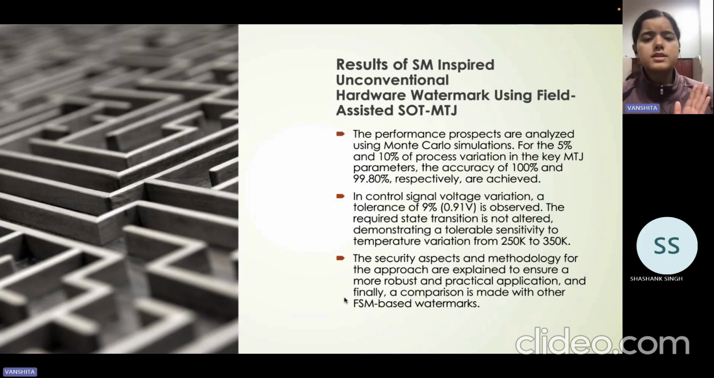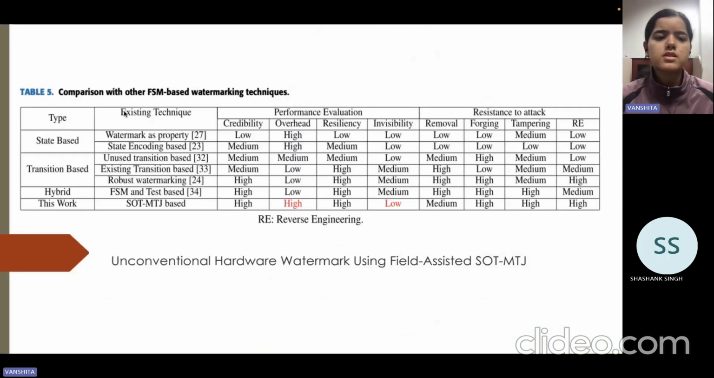And now comparing this particular result with the other FSM based watermarks. So this is the comparison. Here we can see that for our work, the overhead is high, invisibility is low.